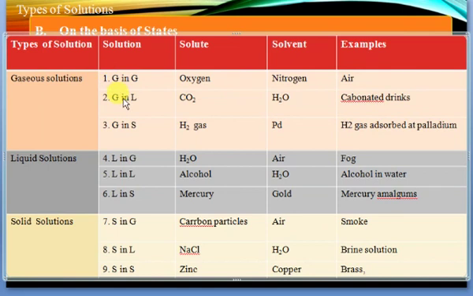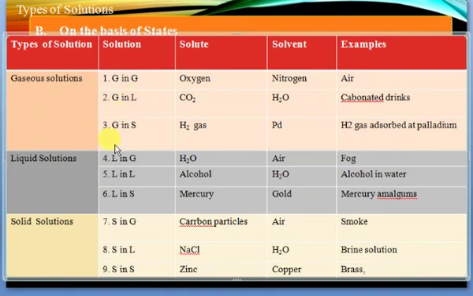The second type is gas and liquid. Here the solute is gas and the solvent is liquid. So carbon dioxide is a gas and water is usually in a liquid form. All of the carbonated drinks which are available, such as Pepsi, Coca-Cola, Sting, etc., are a perfect example of gas and liquid solution.